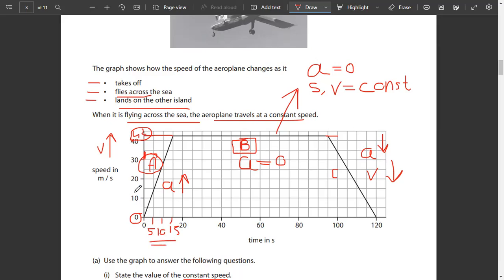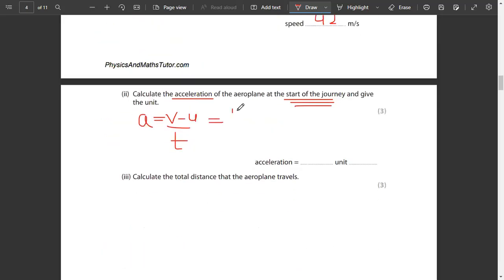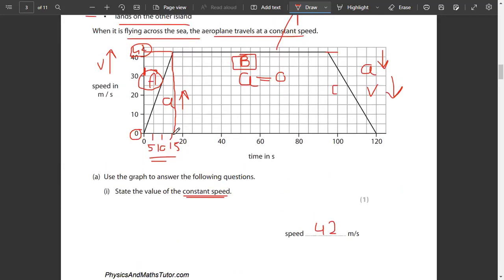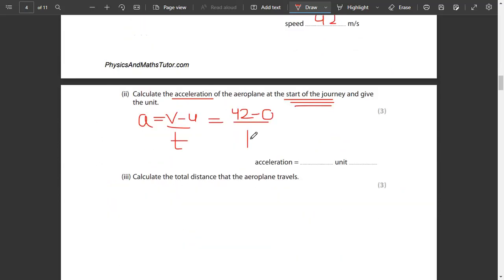ये मैंने ग्राफ से बताया है. One box represents 5. हमने सिर्फ इस एरिया को देखना है, ये वाला जो एरिया. तो टाइम आपके पास है 15. फाइनल वेलोसिटी क्या थी? 42. इनिशियल वेलोसिटी एट द स्टार्ट वाज 0. टाइम कितना लगा? टाइम ड्यूरेशन टू रीच द स्पीड फ्रॉम 0 to 42. 0 से लेके 42 तक उसको कितना टाइम लगा? 5, 10, 15 सेकेंड्स लगे. तो टाइम हो जाएगा 15. And the answer for your acceleration would be 2.8. तो यहाँ आप लिखेंगे acceleration है 2.8 और unit क्या होता है acceleration का? ms minus 2.